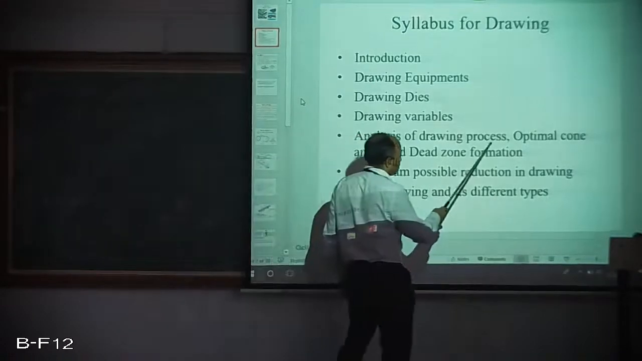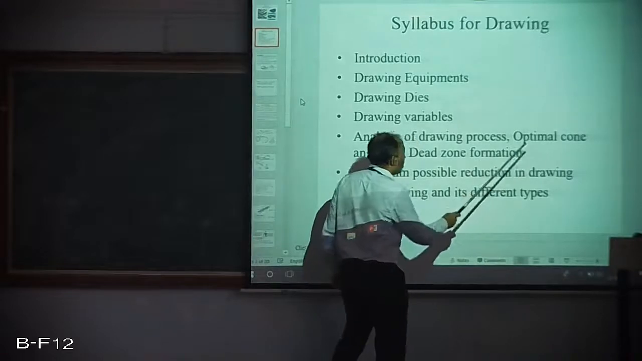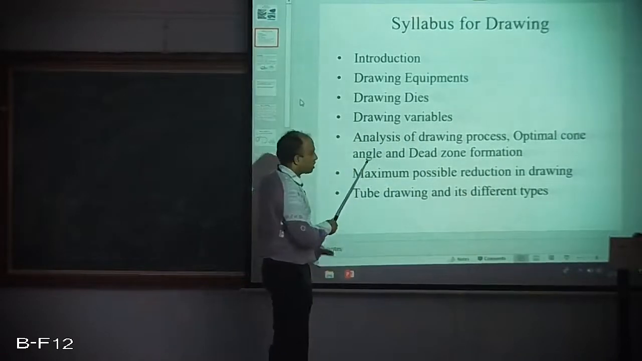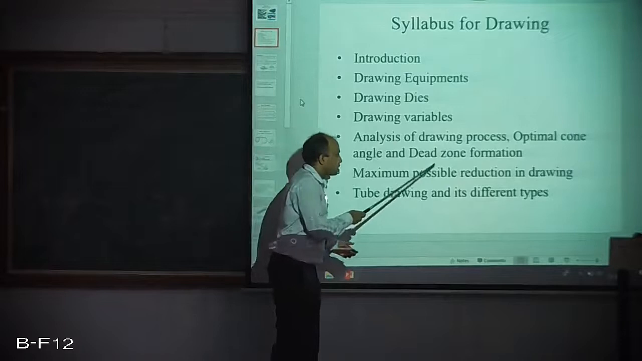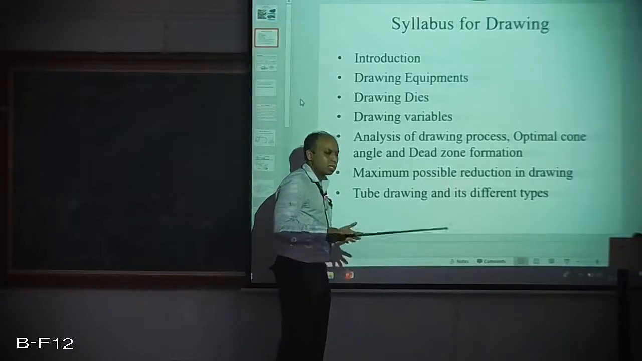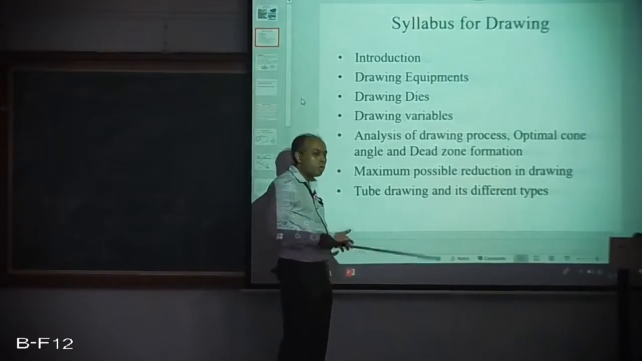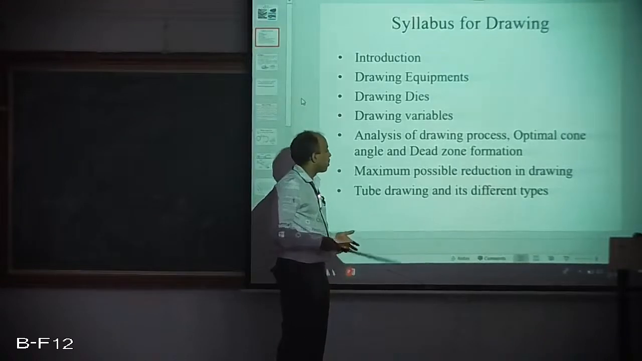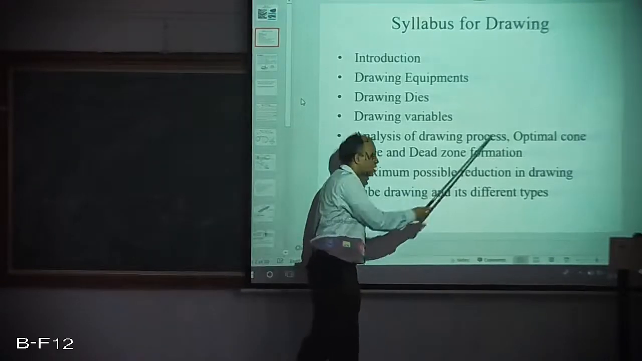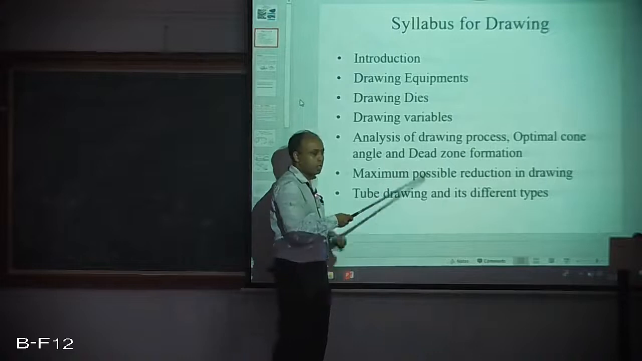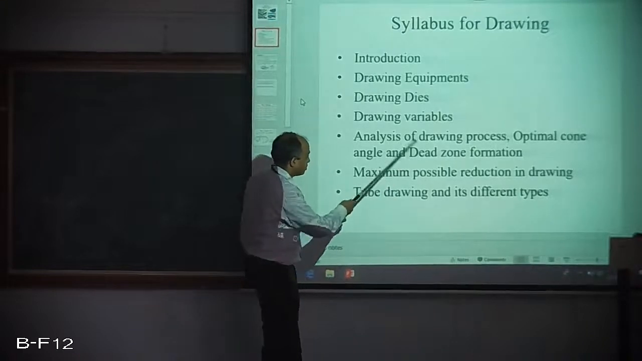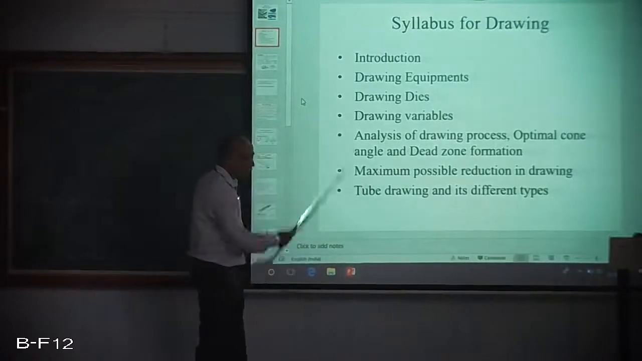Apart from that, I will try to understand the cone angle effect. What's the optimal cone angle and what's this dead zone? Dead zone is an undesirable thing that we need to avoid. How can I avoid dead zone during the drawing process? So what's the optimal angle and how I can avoid this dead zone will be part of this analysis of the drawing process, an extension of that.